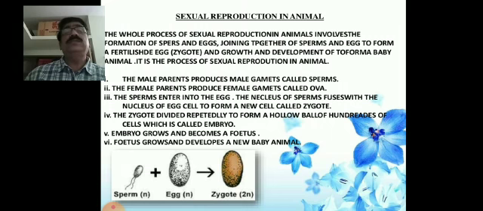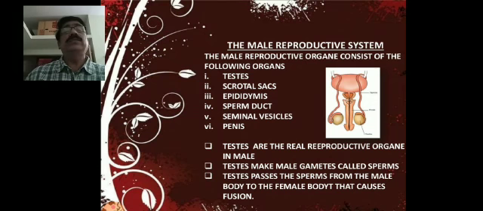So the whole process of sexual reproduction in animals is that the sperms, you can see in the figure, travel towards the egg, and then the zygote is formed. This zygote repeatedly divides to become thousands and thousands of cells and finally becomes an embryo. The embryo grows into a fetus, and the fetus grows and develops into a new organism.